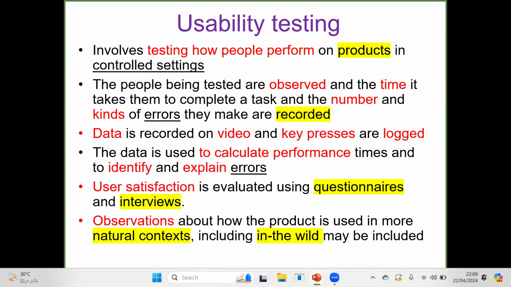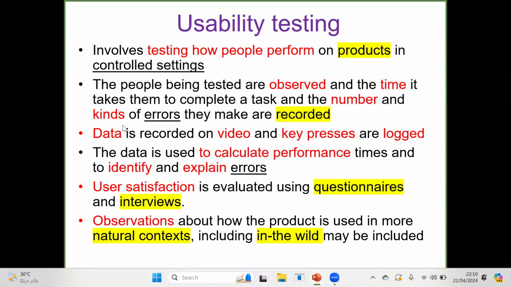Usability testing in HCI is a very important method to evaluate how user-friendly and efficient a system or an interface is. It requires carefully watching real users as they interact with the product, with the goal of identifying issues or areas of improvement for that particular product. The people being tested are observed, and the time it takes them to complete the task is also recorded.